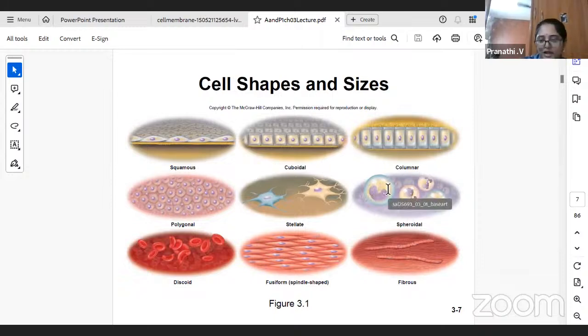In this manner, you have different kinds of cells, and based on where they are exactly present, in which kind of tissue, they have different names. So squamous cells form the lining, cuboidal cells are present in glands. Then columnar cells have ciliated epithelium on the top. Polygonal cells are of that shape. Stellate cells are present mostly in the nerves. Spheroidal, discoid cells are seen in the RBCs. Fusiform cells or spindle-shaped cells are present in your muscles, and fibrous cells.